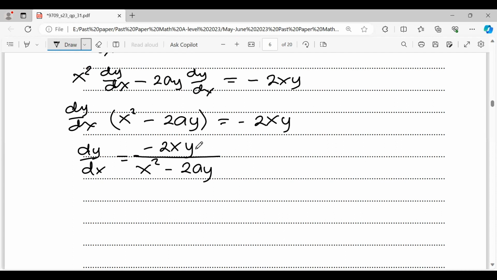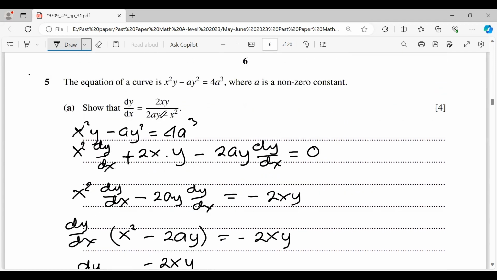If we multiply by negative 1 on top and bottom, it's going to be better here. 2xy becomes positive over 2ay minus x squared. Okay, so with this one.